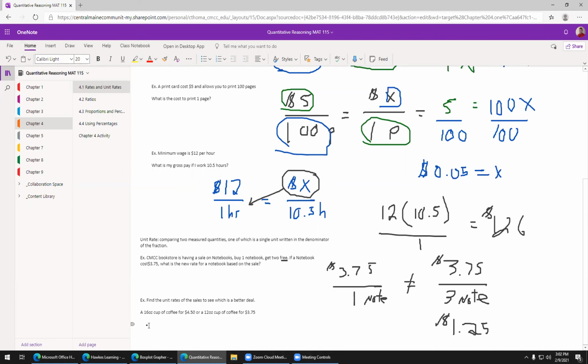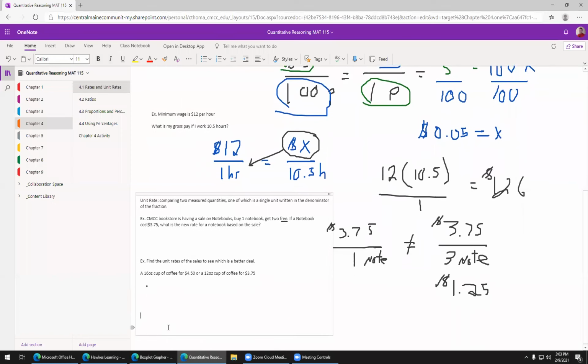Last question for this section, and I'm going to give you a second to work on it, and then I'll ask for input.